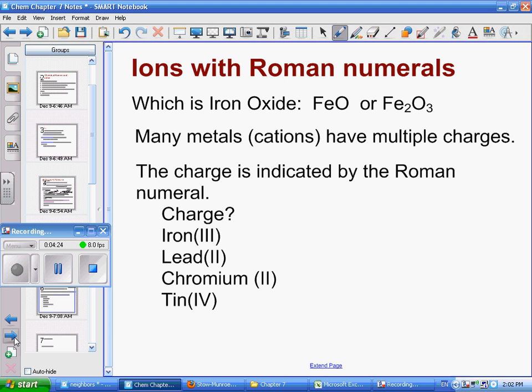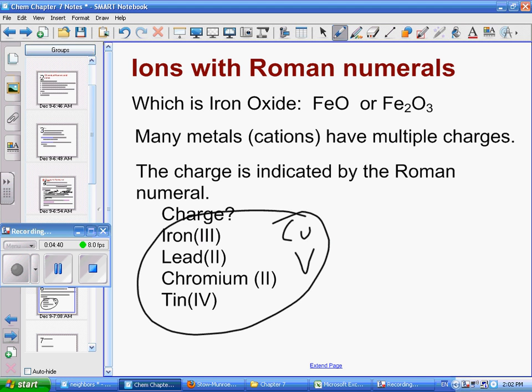Next, be careful with Roman numerals. Some Roman numerals you want to make sure that you keep in mind: iron, lead, chromium, tin, copper, vanadium. There's a couple other ones, but these are all elements that have multiple charges, and so we have to indicate the different types of these leads and irons and chromiums with Roman numerals. So you have to pay attention to that. Now, let's try a couple of those.